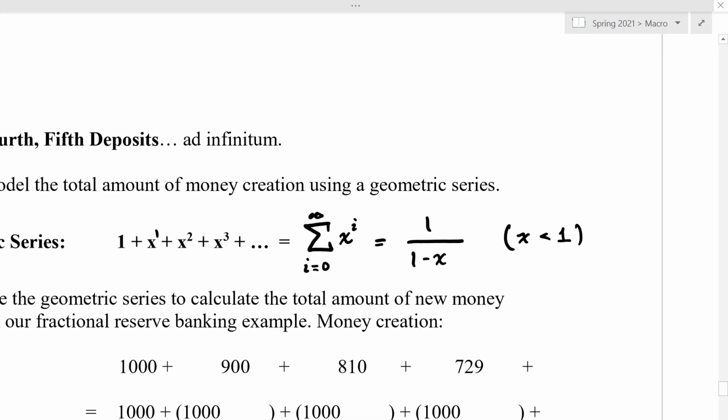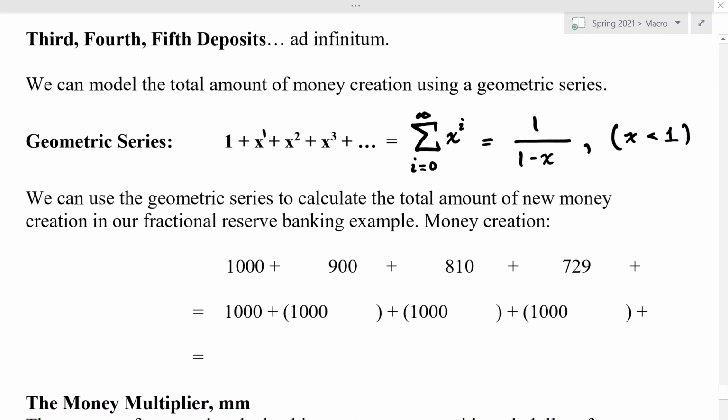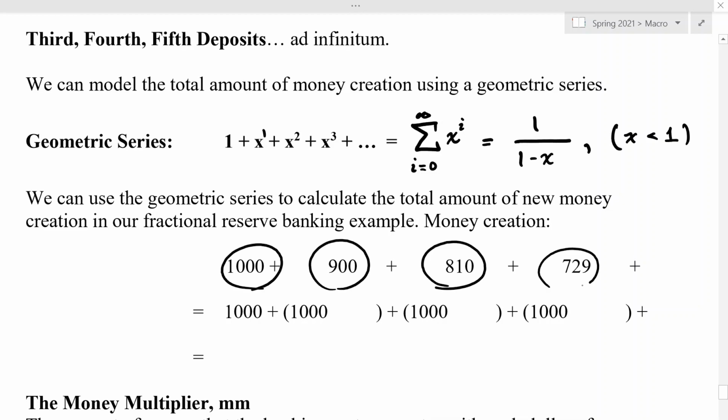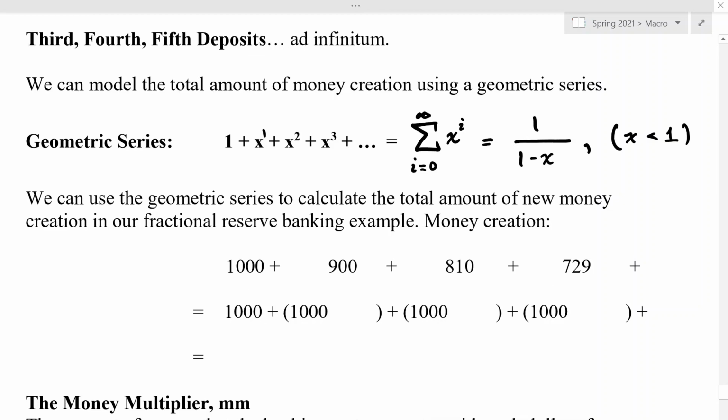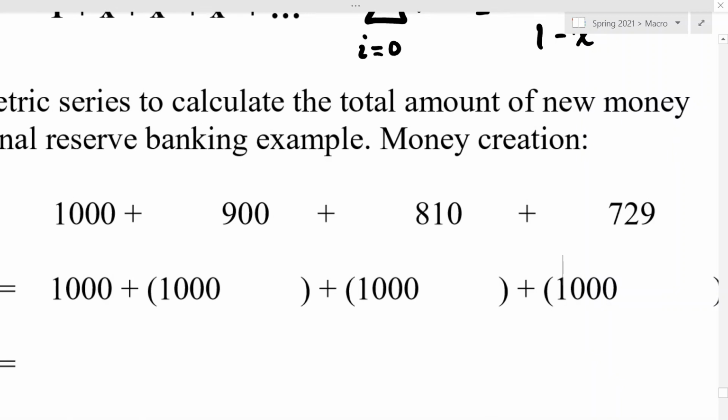Okay, and we can use this geometric series to understand how much money has been created in the economy. Let's go ahead and do that. So the first deposit was $1,000, then $900, then $810. The next one would have been $729. Mathematically, what is $900? $900 is just 1,000 times 0.9.